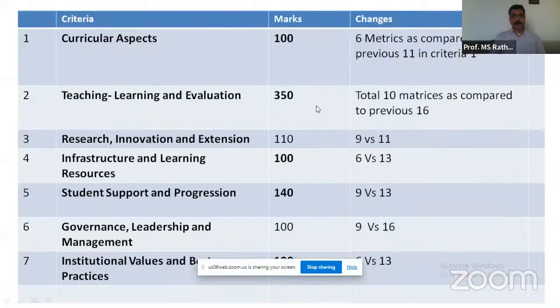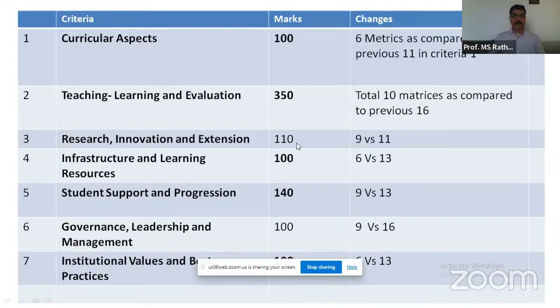Here are further details criteria-wise. In the curricular aspects, the marks remain the same, but there are 6 metrics right now as compared to the previous 11. In criteria 1, previously there were 11, now reduced to 6. These combine both QLM and QNM; I am talking about the total metrics. In the second criteria, teaching, learning, and evaluation, there are a total of 10 metrics as compared to the previous 16.